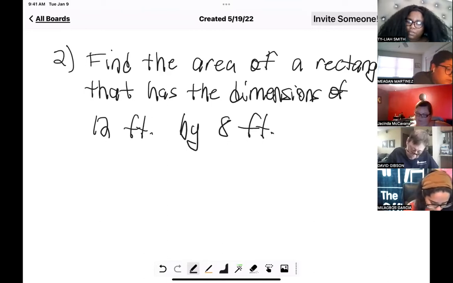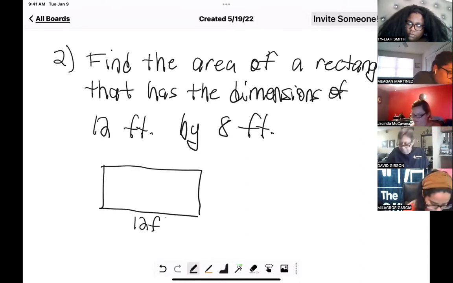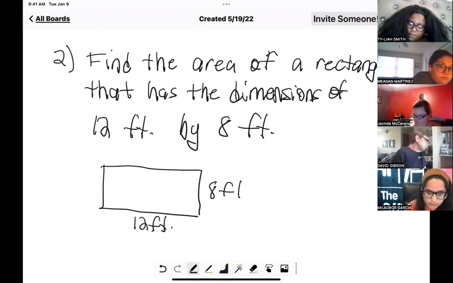You see that a lot. Like at the garden, that gave me the idea. Sometimes they don't give you the sides and the lengths. They tell you, oh, it's 12 by 8, or it's 12 by 12, or it's 4 by 4, right? In case you never really knew that, it just means that one side is 12 and the other side is 8.